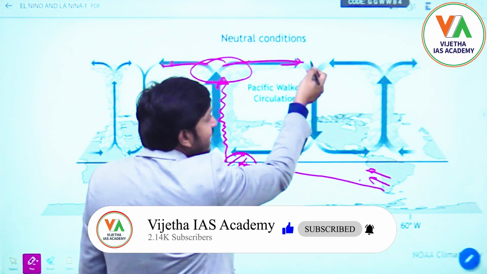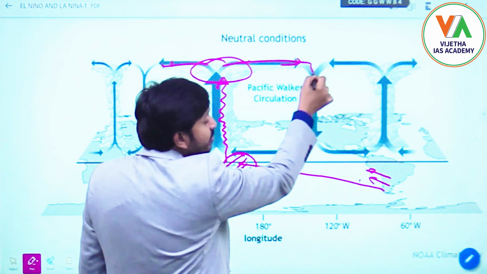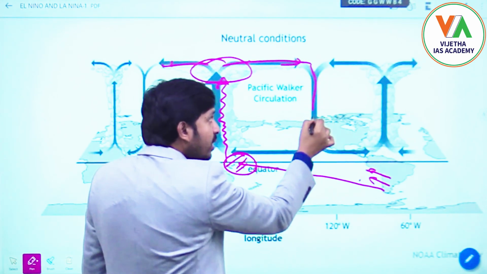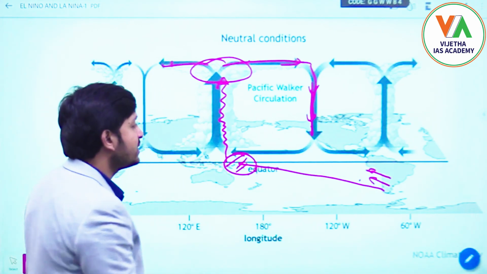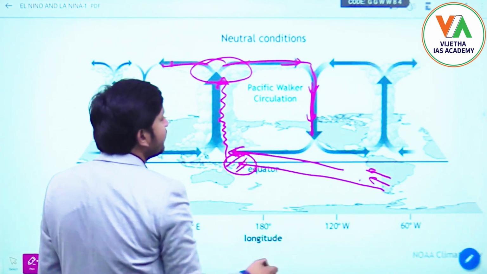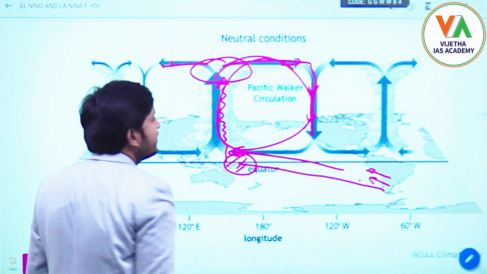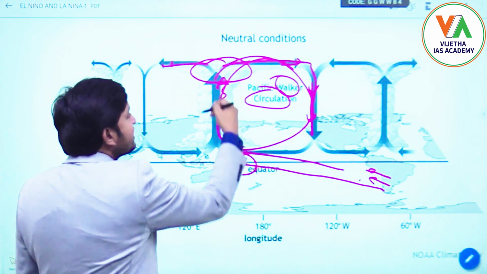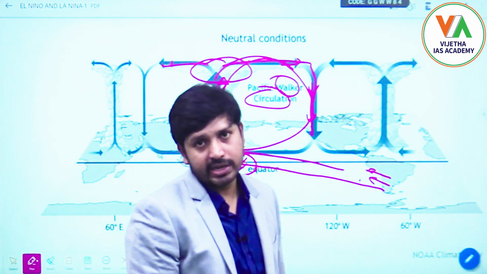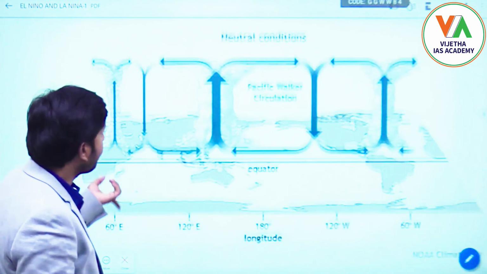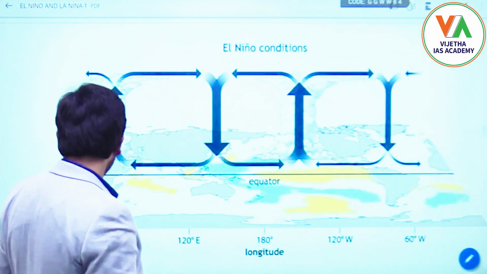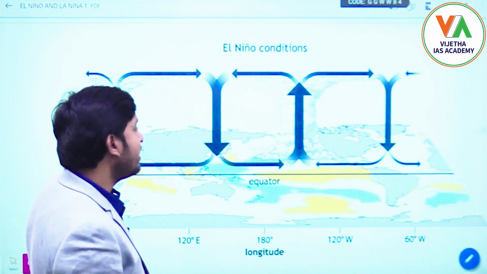In the process, this air will become cool, and once it becomes cool, its weight will increase, so it will try to descend here. Is it clear? This air will descend here and the water will start moving on the surface. So a cycle has been formed, which is called the Walker cycle or Walker circulation in normal years. Is it clear?